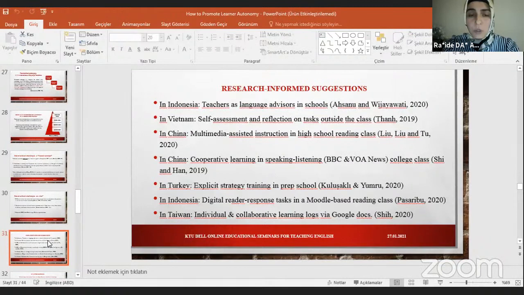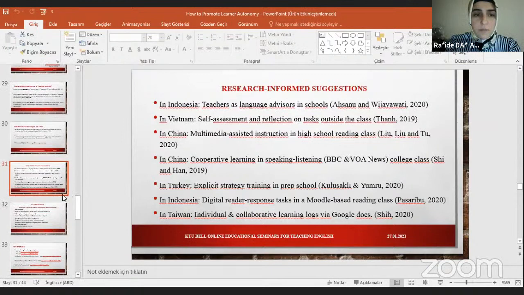And in Turkey, a recent publication about this is making use of strategy training. And again, the others are about collaborative learning and technology integration. So as you see, there are many ways to manage this autonomous learning.